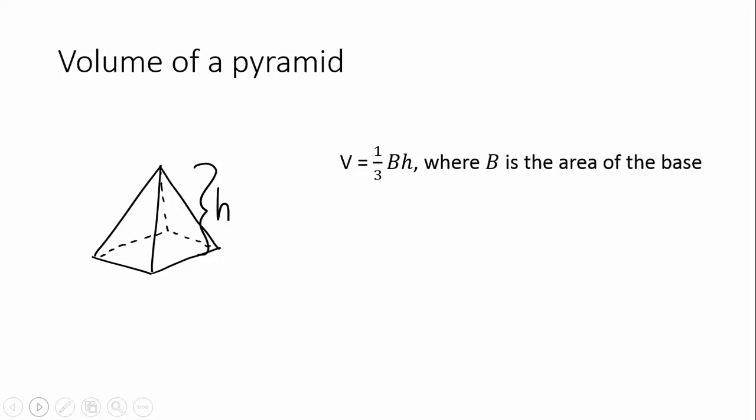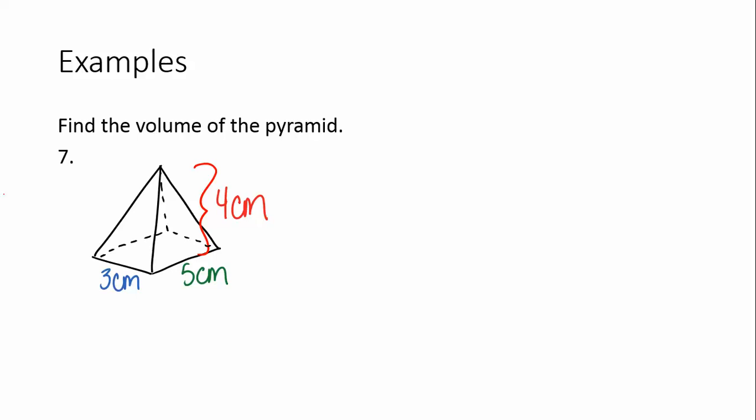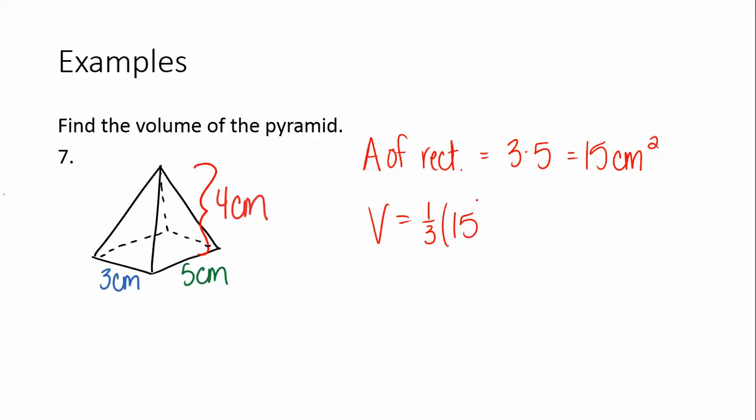I think this may be the last one, volume of a pyramid. So it's 1/3, big B again. So we're finding the area of the base times the height. 1/3 times the area of the base times the height. So first we need to find the area of the base. So the area of the rectangle is length times width, or 3 times 5, 15 centimeters squared. So then the volume is 1/3 times 15, which is the base. Again, 15 area of the base, and times the height, which is 4. So we do 1/3 times 15 times 4, and that gives us 20 centimeters cubed. That's the volume of the pyramid.